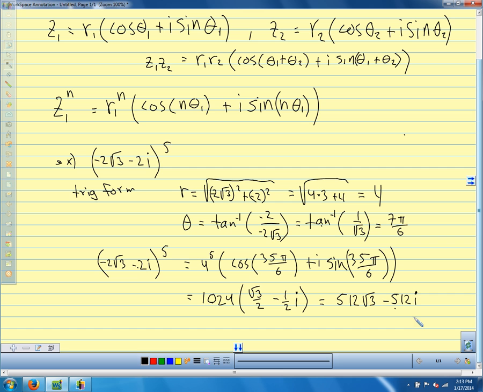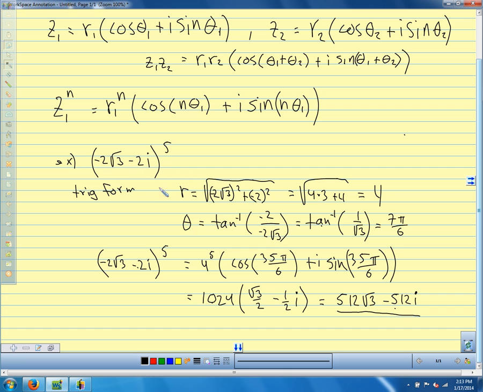So if we can remember our unit circle, or I guess we could use our calculator, this is much easier than trying to multiply this parentheses times itself 5 times. So this would be the fifth power of negative 2 square root of 3 minus 2i in trig form and in a plus bi form. Questions there?